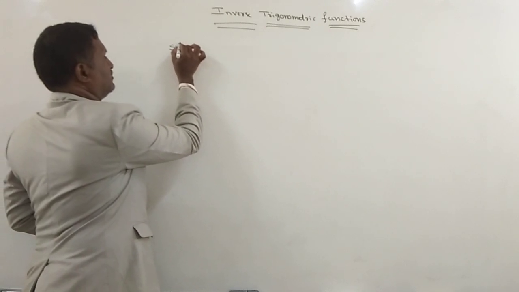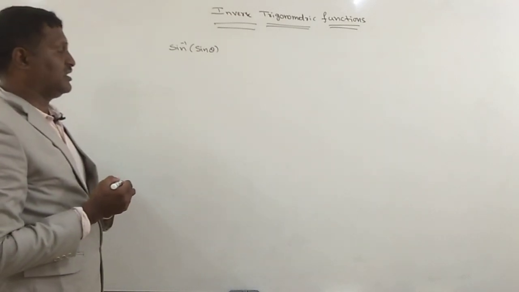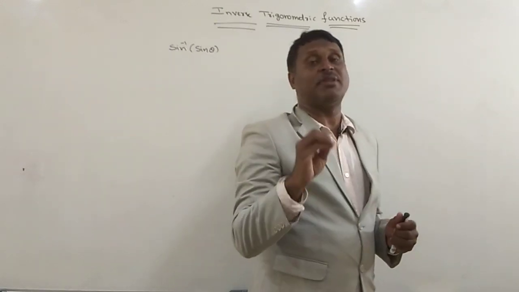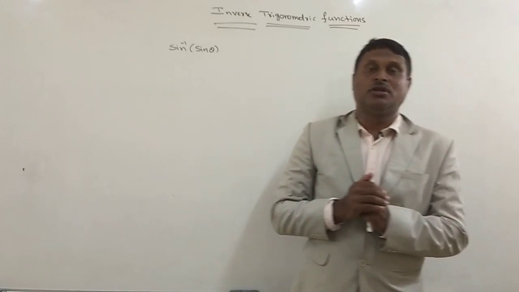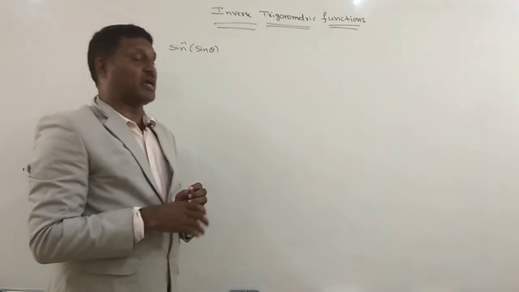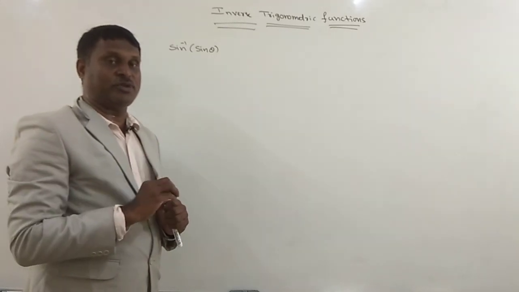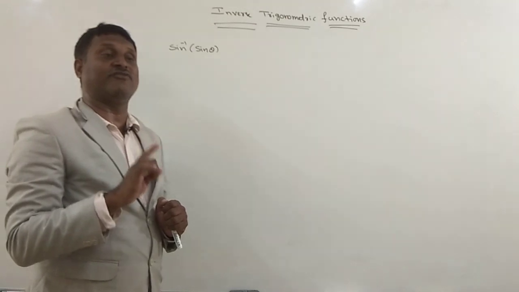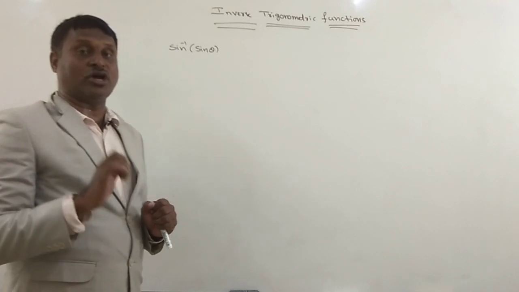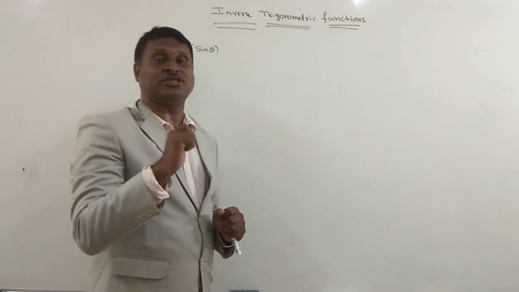Sine inverse of sin theta. Before going to start this, inverse trigonometry exists only when it is bijective. What is a bijective function? In the function chapter, you know very well what a bijective function means. A function has to be 1-1 and onto. It has to be a 1-1 function and an onto function. Then only the function is called a bijective function. I'll explain when I start the function chapter. Now here, inverse trigonometry exists only for bijective functions.